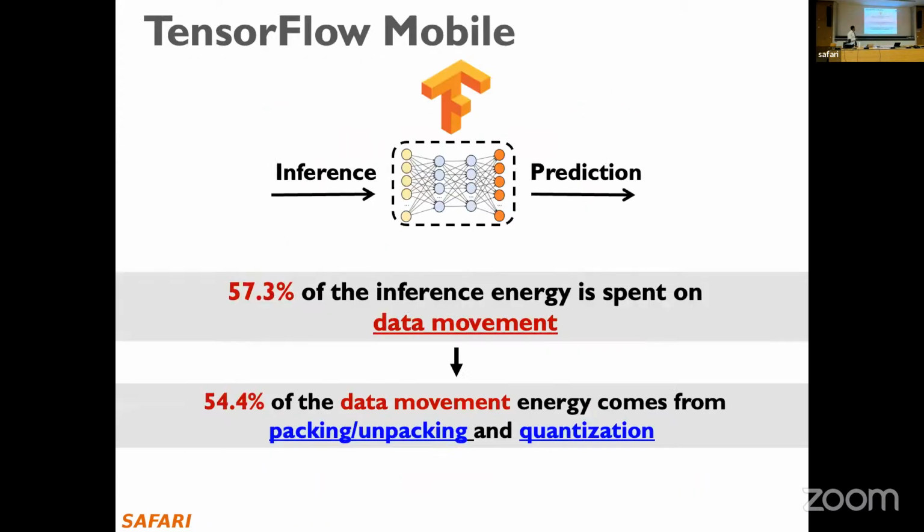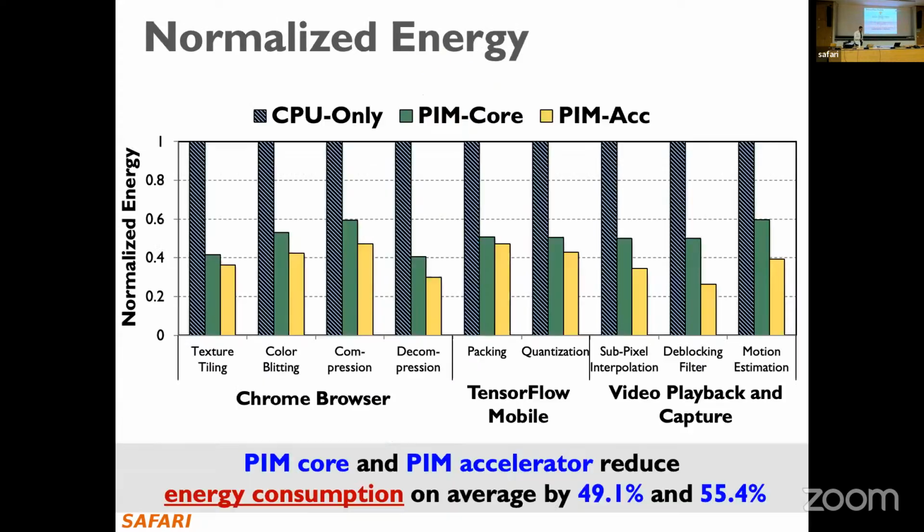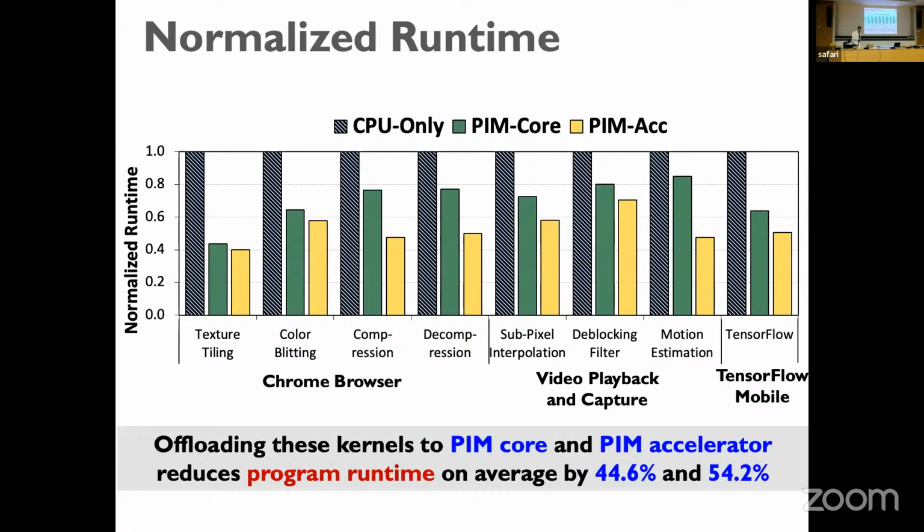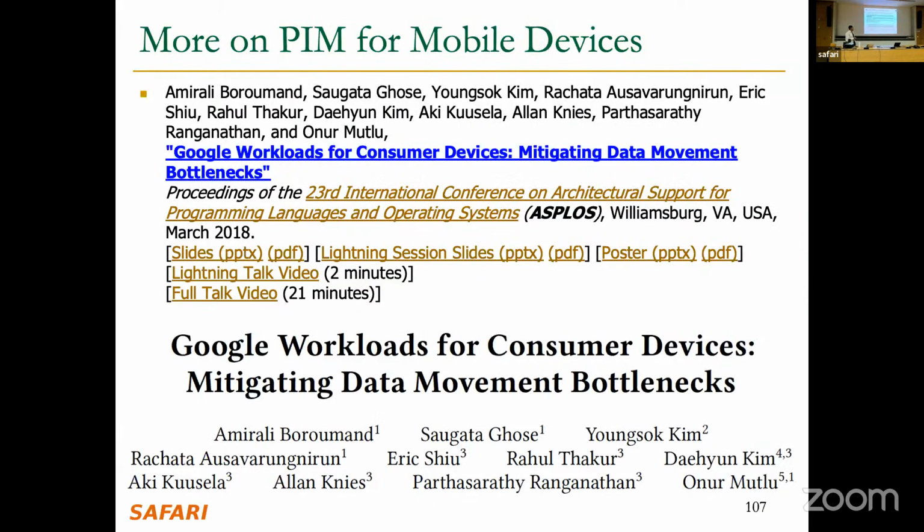So this is the example here from another application, a TensorFlow inference application running on a consumer device. Again, we saw a similar problem: around 60% of the inference energy was created by data movement, and this particular data movement was created by the packing, unpacking, and quantization functions. So we moved those packing, unpacking, and quantization functions inside the 3D stack memory of a memory device, and we reduced energy consumption by around 50%. At the same time, we improved the execution time of those workloads.